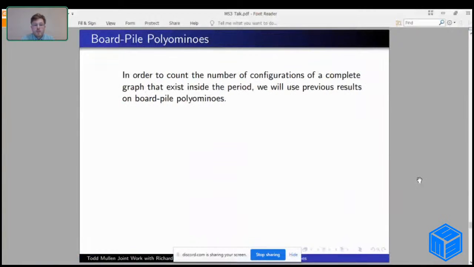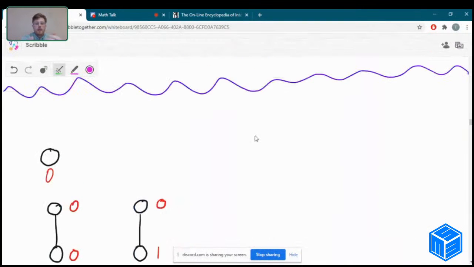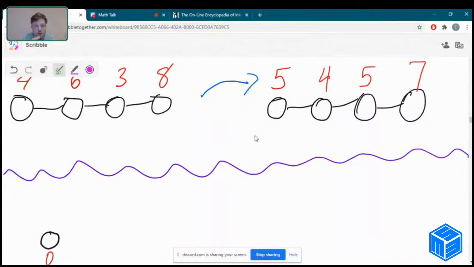The number of configurations of a complete graph that exist inside the period. We're going to use previous results on board pile polyominoes, and I'm going to get to that in a second. So again, I'm trying to tell the narrative of how I started with a problem that didn't make sense, how I've now turned it into a problem that does make sense, and now we're actually going to try to find the solution to it. Well, your first tool that you often come up with is brute force.